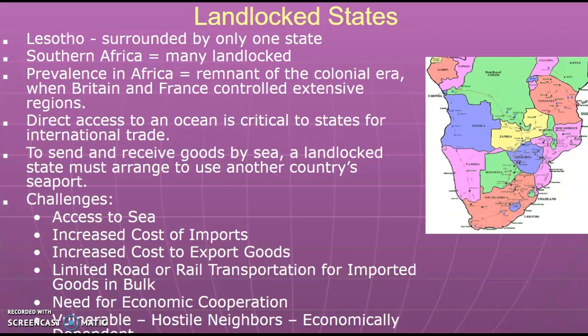There is also an increased cost to export goods. Again, the same cost applies to get those goods out of their country to sell on the global marketplace. They have to transport them through their country, through the other country, to that country's seaport, and then pay that country to use that seaport. They have limited road or rail transportation for imported goods in bulk. They need economic cooperation with the countries surrounding them. It places them in a very vulnerable, hostile position.